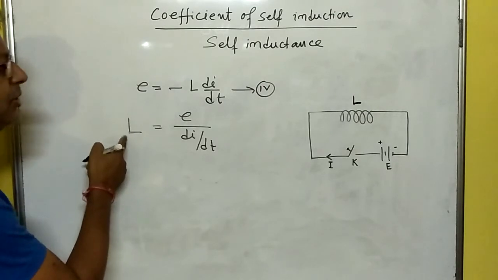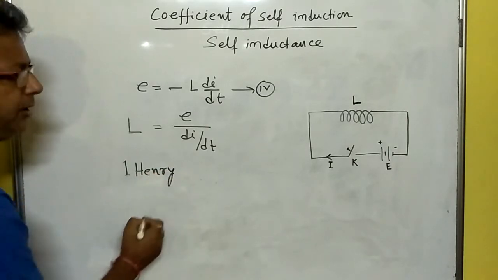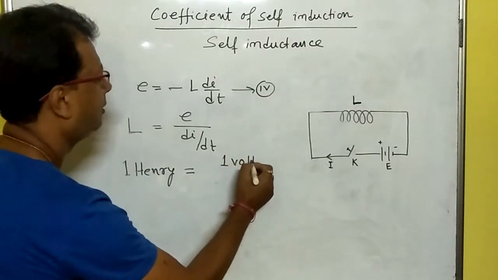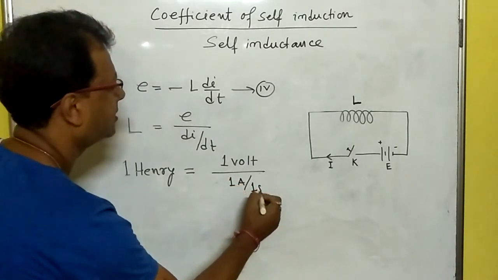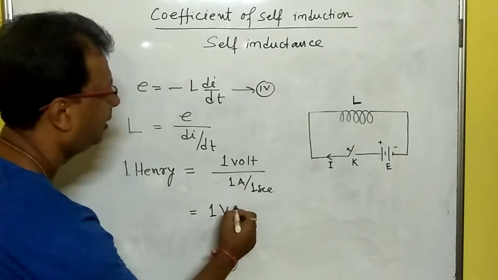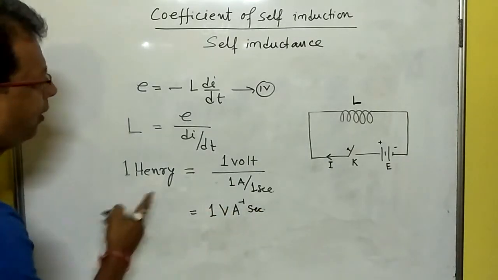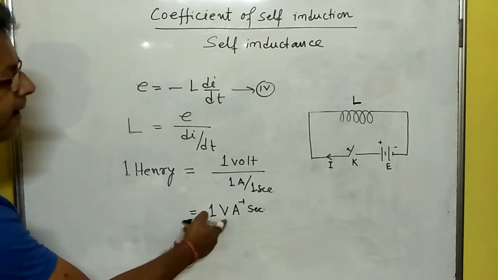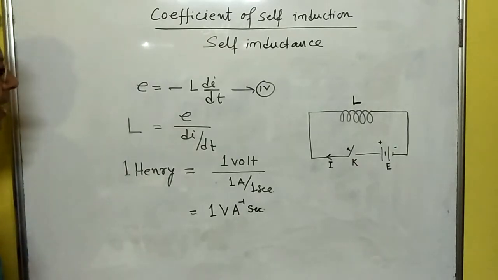Now we can write the unit of L. The unit of L is 1 Henry. And 1 Henry is equal to how much? This is 1 volt divided by di by dt, that is 1 ampere divided by 1 second. So you can write it as 1 Henry is equal to 1 volt ampere inverse second. This is 1 Henry. So the unit of L is 1 Henry.